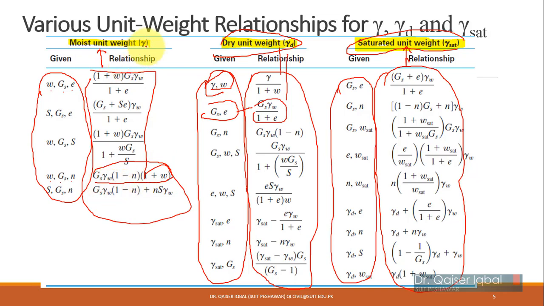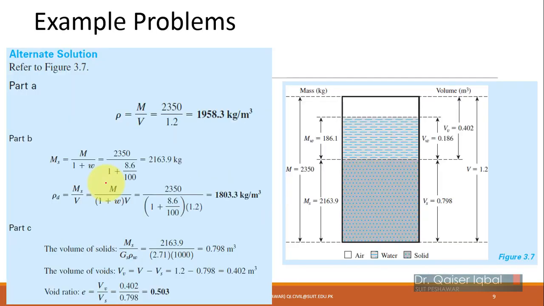Because I am determining the bulk density, not unit weight, this will be replaced with rho. So rho will be equal to GS into gamma W into 1 minus N into 1 plus W. This gamma W will be replaced by rho W, because I am using rho or density on the left hand side of the equation. If you are using weight on the left side, then on the right side you have weight. If on the left side you have density, then on the right side you should also have the density of water, which is rho W.